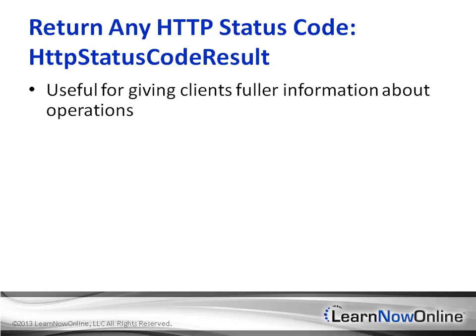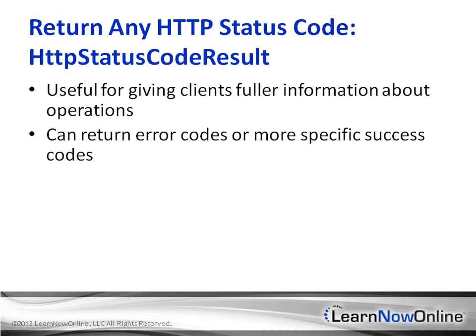Now, if you've ever worked with services before, you know how frustrating it can be to call a service, for example, and get a result back that's just a 500 internal server error. It doesn't tell you what happened. It just told you that something was wrong. Well, the HTTP status code result allows us to give very detailed information to the client about what happened. We can return error codes, or we can return success codes that are more specific to what actually happened. We can tell them that there was a security violation.